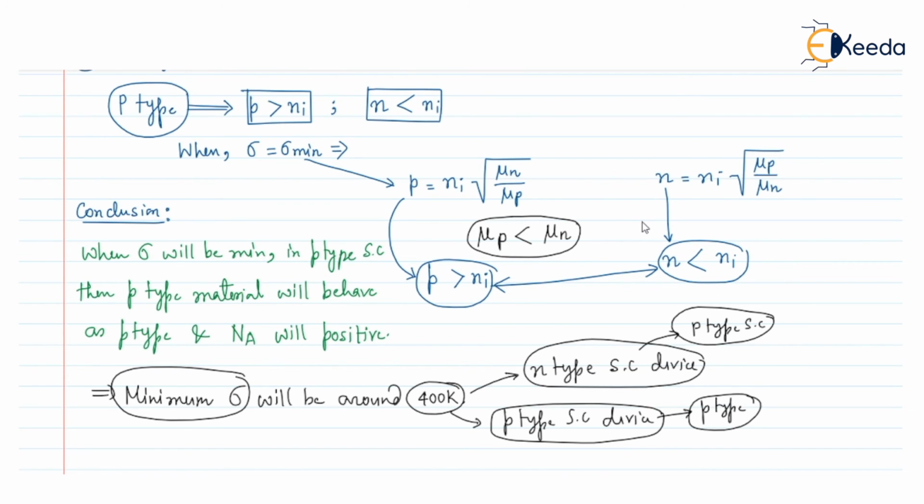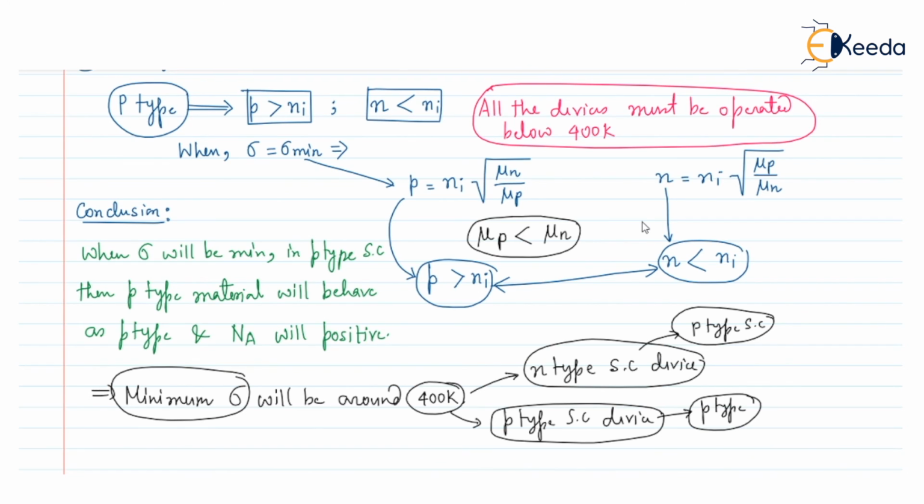That means all devices must be operated below 400K. If this is not maintained, then at 400K all the n-type devices will behave as p-type devices, which is not desirable. That's why generally all semiconductor devices are operated below a temperature of 400K. So in this way we can find the operating temperature of an n-type device or a p-type device.